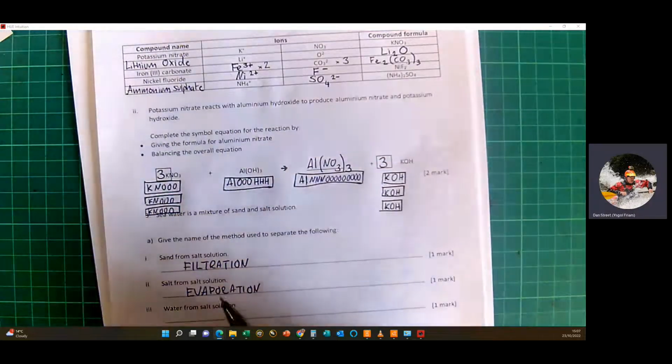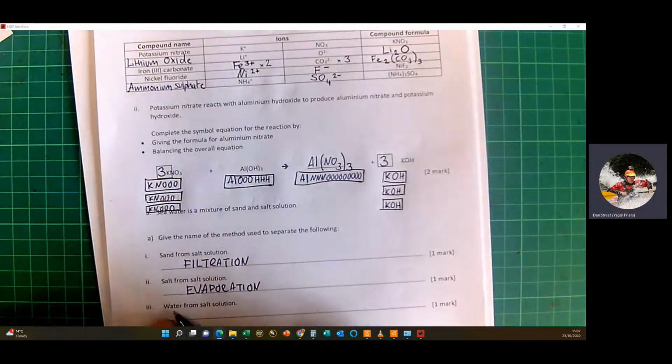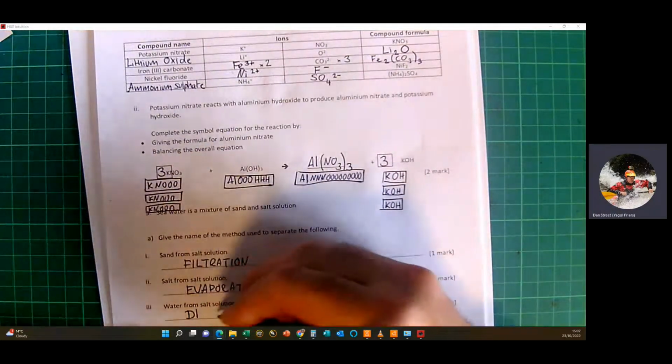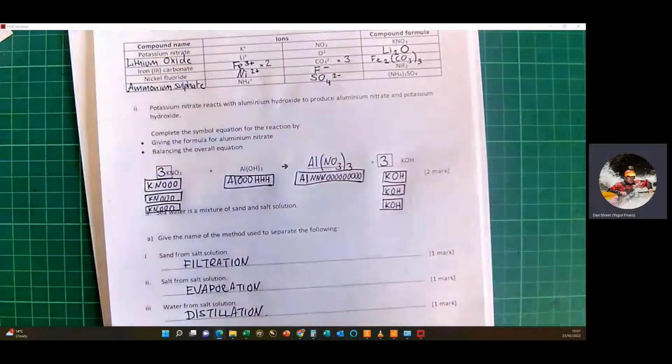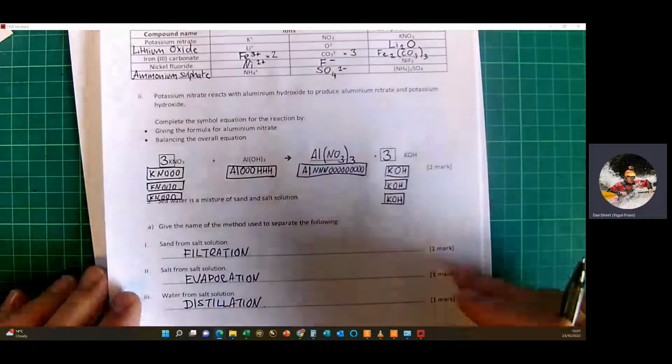And then slightly more difficult, if we want the water from a salt solution, we need to use distillation, because we need to evaporate off the water, and then we need to condense it back into liquid water. So we've got the water. That was distillation.